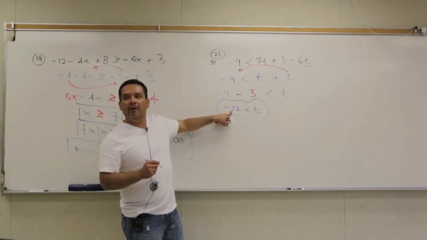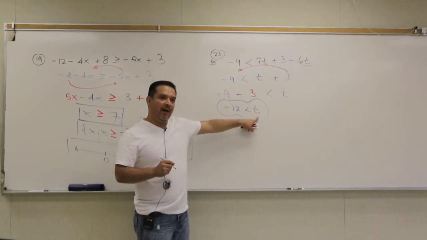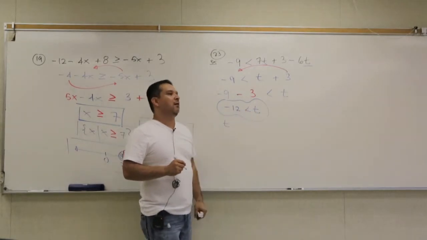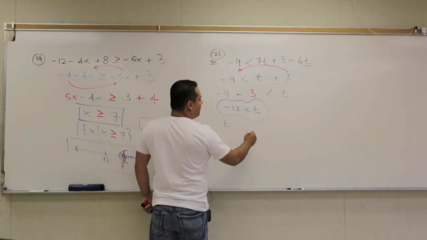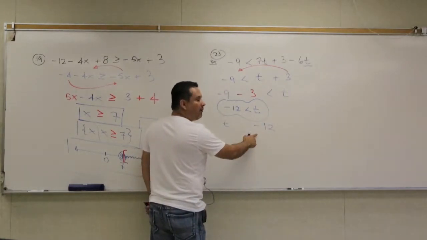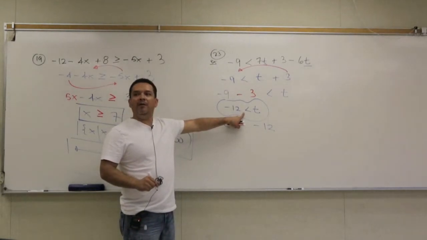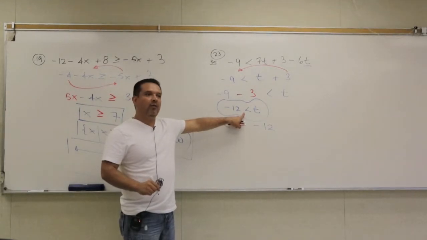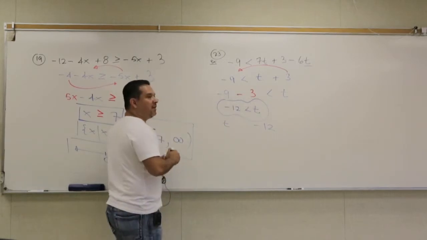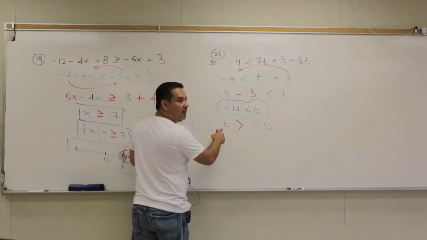Are we really comparing two things? We're comparing negative 12 with t. You with me on that? We're comparing negative 12 with t. So if I write t on the left, negative 12 on the right, I'm still comparing t with negative 12. Pay attention to the detail. The inequality sign opens to the bigger number. Is that true? It's opening to t. Is that right? So I have to be consistent. The sign still needs to open to t.